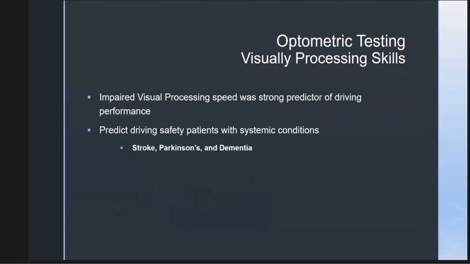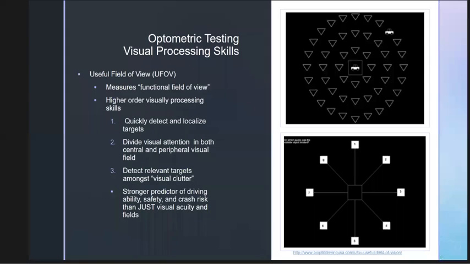Impaired visual processing speed is a strong predictor of driving performance. Testing visual processing speed will catch more than just visual impairments. This testing can predict systemic and neurological conditions, including stroke, Parkinson's, and dementia, and patients whose ability to drive in the first place you would question. The way that optometrists can test for visual processing skills is through the useful field of view.